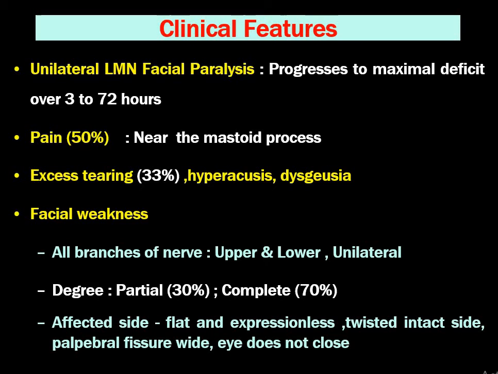recovery. Pain occurs in 50% of individuals, usually near the mastoid process or in the post-auricular area. There might be excess tearing, around 33%, hyperacusis or dysgeusia. There will be weakness of all branches of the nerve, upper and lower, in a unilateral condition. Degree will be from partial to complete paralysis. The affected side will be flat and expressionless. The intact side will be twisted, and there will be palpebral fissure widening and the eye cannot close.